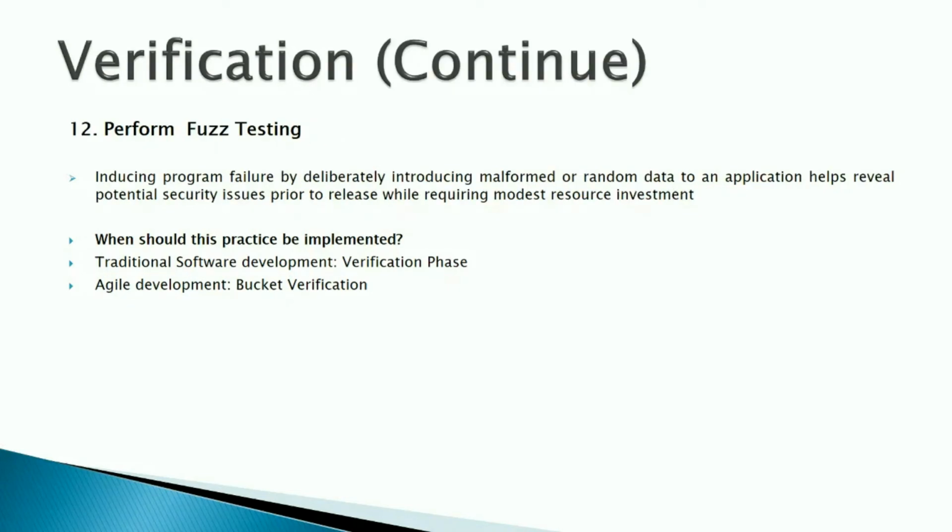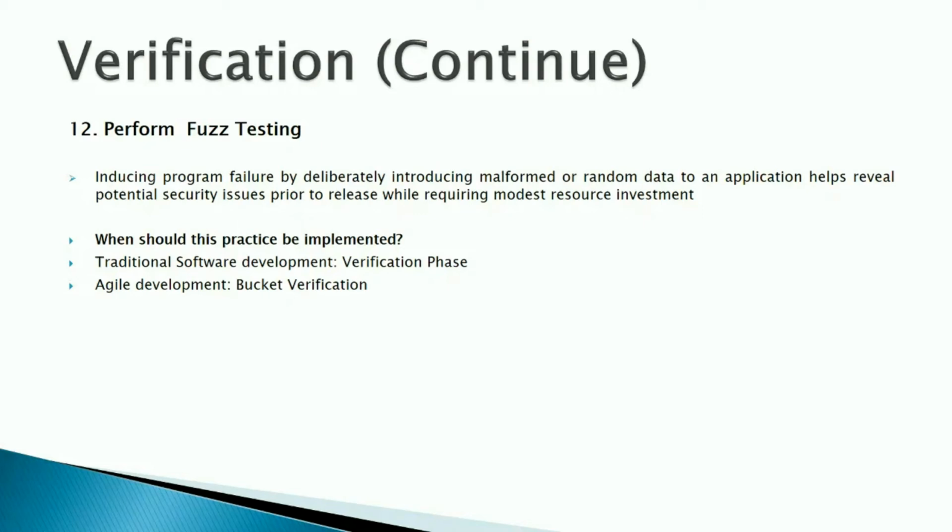The next phase within verification is performing fuzz testing. It induces program failures by deliberately introducing malformed and random data to an application, which helps to reveal potential security issues prior to release while requiring modest resource investment. It is really important because it runs automatically within the software to find where there is a vulnerability and address it before the software release.